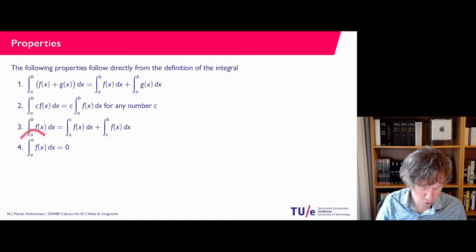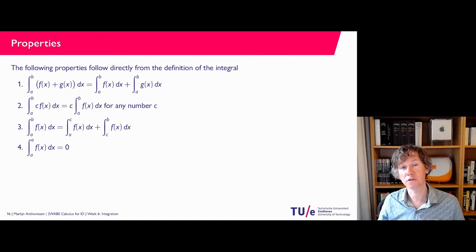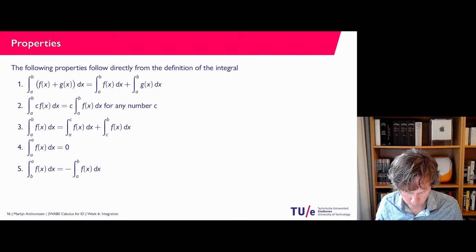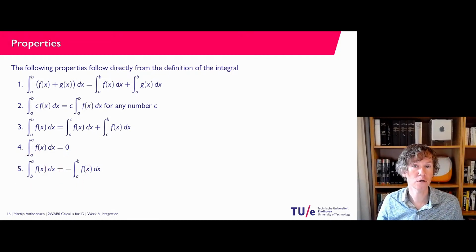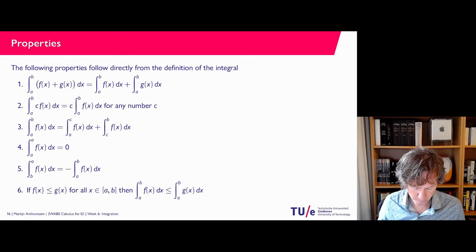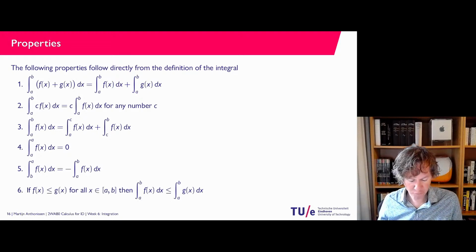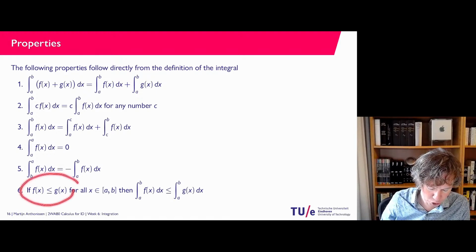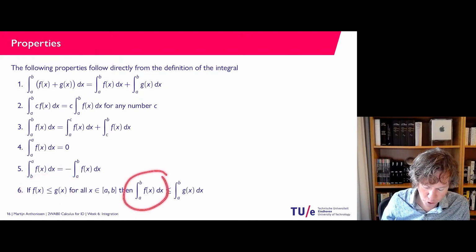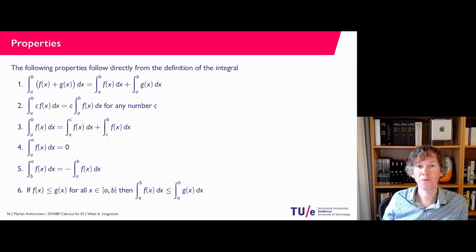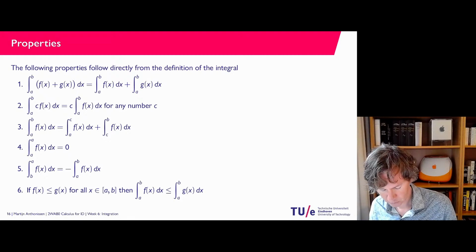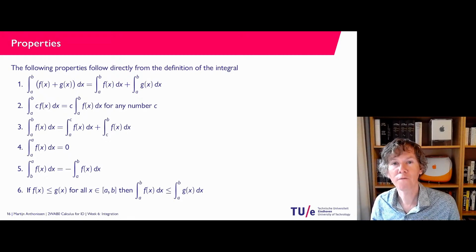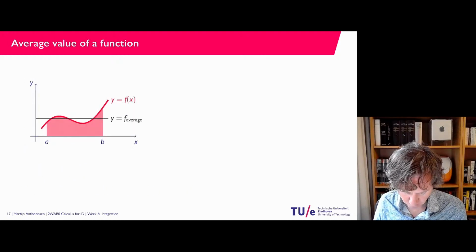If you have the integral from a to a, you will find that it equals 0 because you're integrating from one point to the same point. If you swap the limits, you get a minus sign. And you also have that if f of x is less or equal to g of x, then the integral is also less or equal to the integral. And that also follows directly from the sum definition. Now, one thing more before we move to finding antiderivatives.